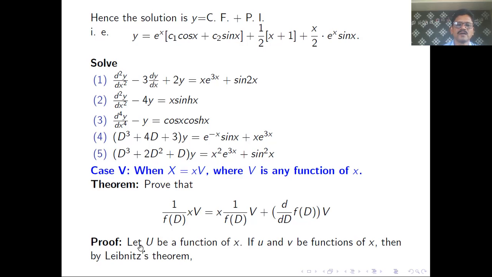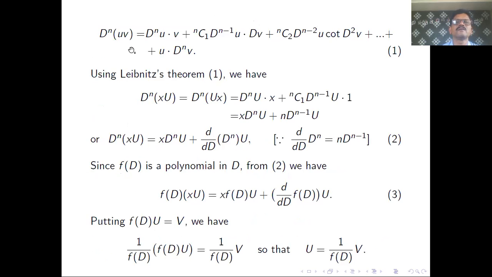So here we will take u to be a function of small x, similar to case number 4. We take u as a function of small x, and we know if u and v are functions of small x, then what is the Leibniz theorem? We have studied that theorem under the topic successive differentiation. So what is that theorem?